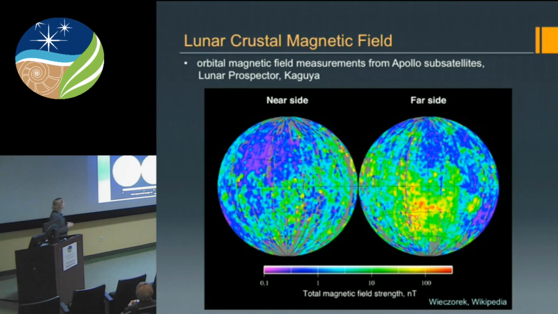So here's a map of the lunar crustal magnetic field. This is from a combination of data: we have data for the magnetic field from Lunar Prospector and the Kaguya spacecraft, as well as rock magnetism from the Apollo missions. Here's the near side of the moon, and here's the far side of the moon. What you're seeing here is a map of the total magnetic field strength. So reds and greens mean strong magnetic fields, and blues and purples mean weak magnetic fields. What you can see is that there are regions of the moon that are very strongly magnetized, but there are splotches all over that do have magnetism. So this is the lunar crustal magnetic field.